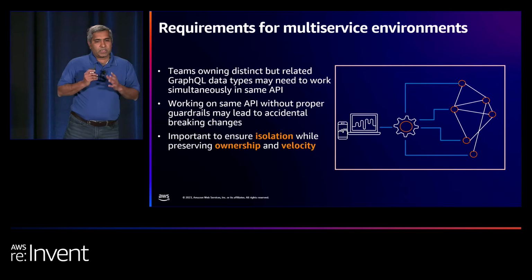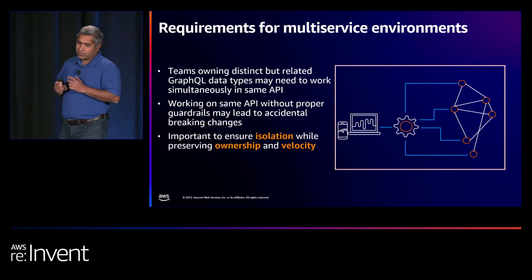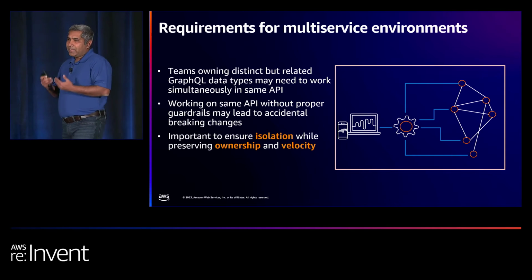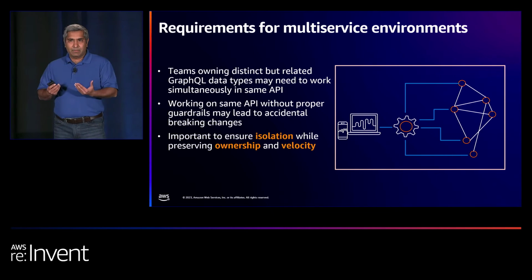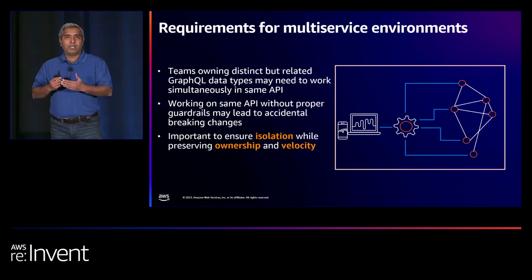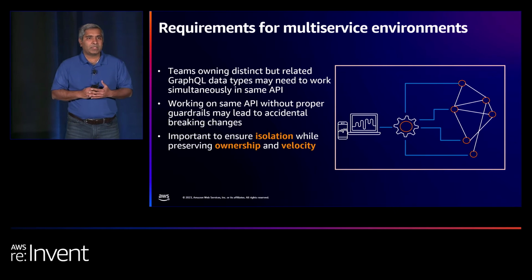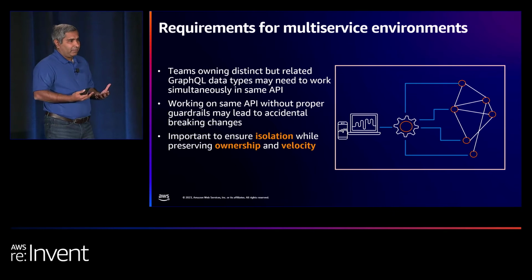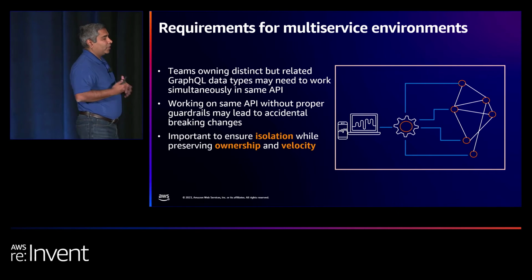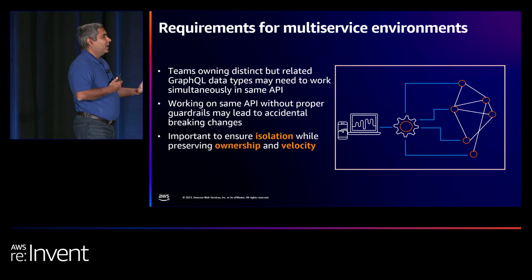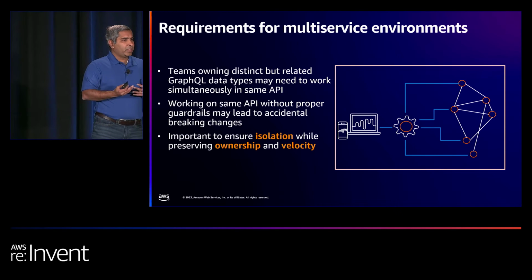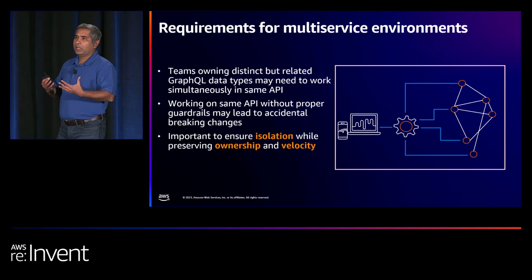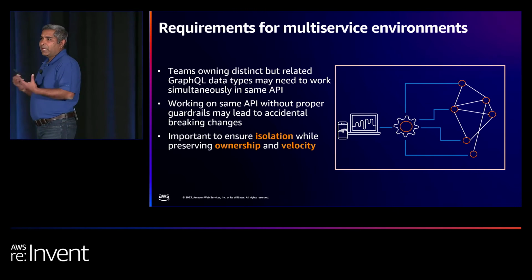First, let's talk about some requirements for multi-team API development. Multiple teams working on a single schema have always run into a few problems. One challenge is simultaneous API development. When multiple teams are working on the same API simultaneously, they could break one another's changes without proper isolation and guardrails, which might lead to accidental breaking changes.